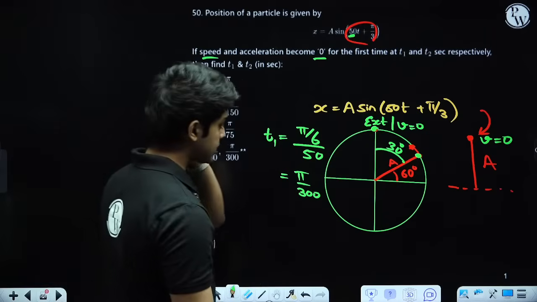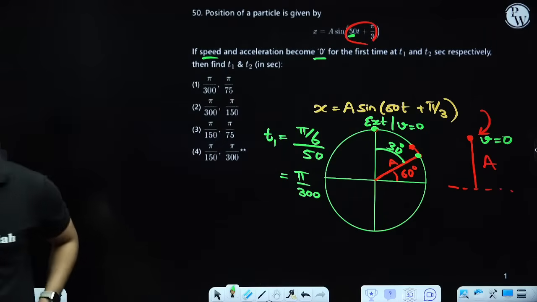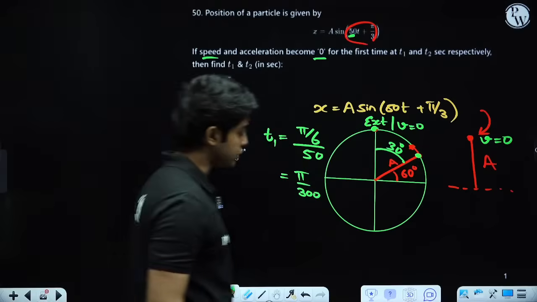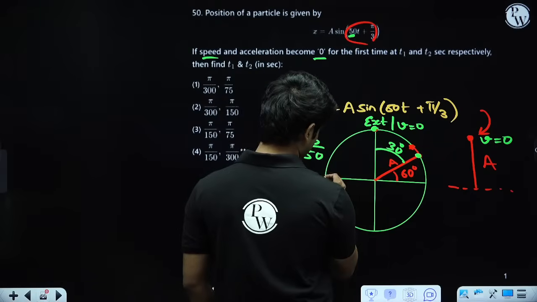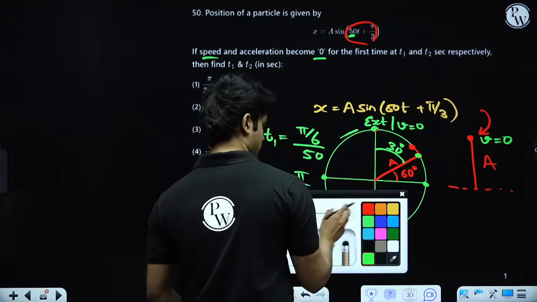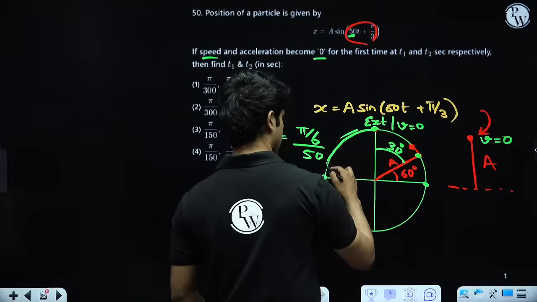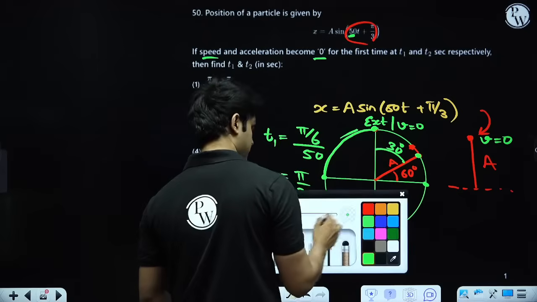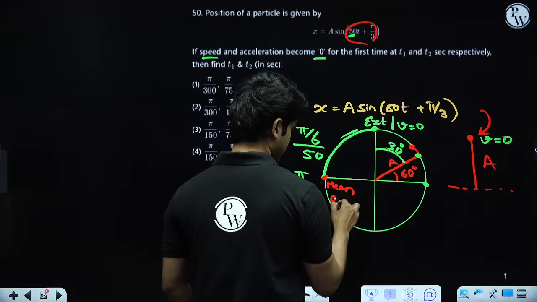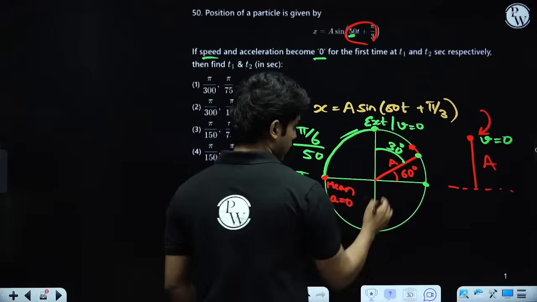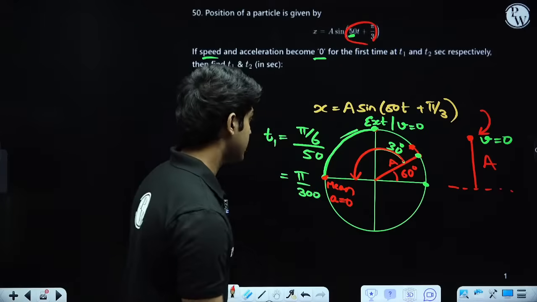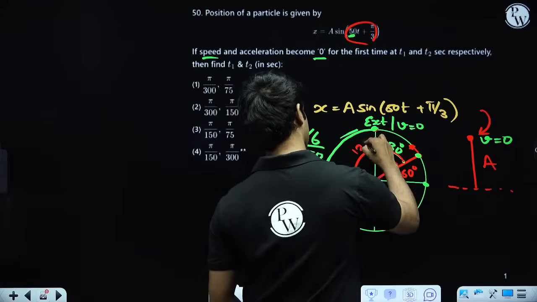Now, when does the acceleration become 0? Acceleration is 0 at the mean position. So the mean position is either over here or over here. Now the particle will continue on the circle, and when it reaches the left edge for the first time, this is the mean position, and here acceleration will be 0. So how much angle did it cover? It covered this much angle: 30 plus 90, 120 degrees.